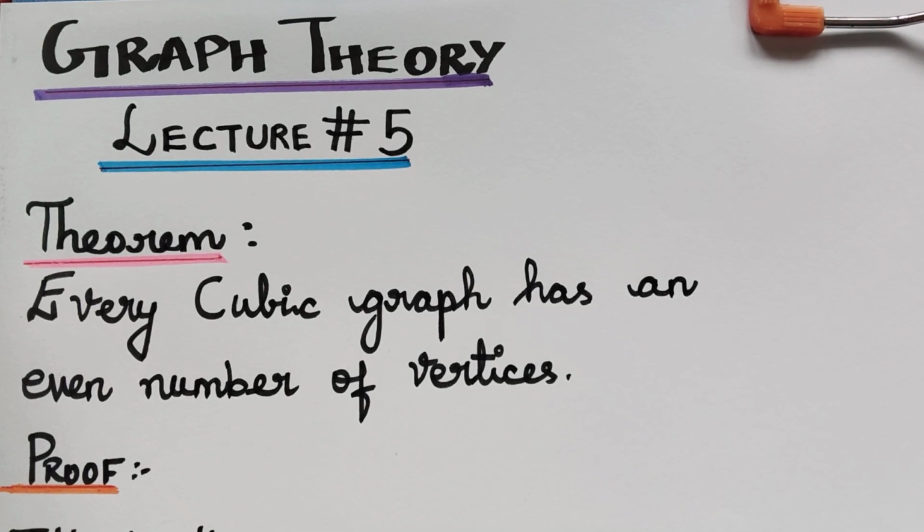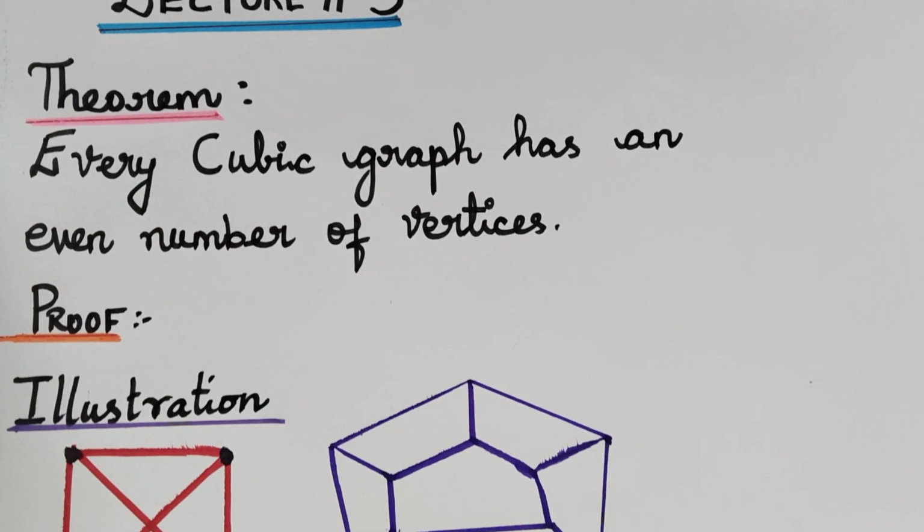Dear students, under the lecture series on graph theory, here we have lecture 5. The theorem states that every cubic graph has an even number of vertices. First, we shall understand this theorem with the help of an illustration.